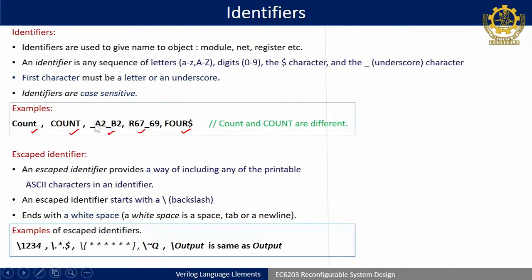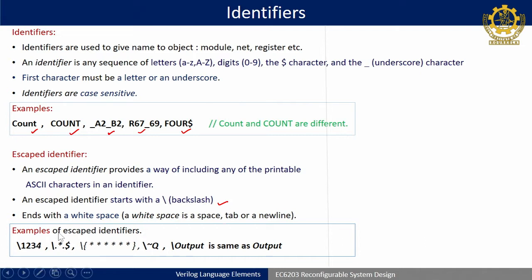Followed by this, there is another terminology called escaped identifier. The question may arise: there are other ASCII characters, and I want to start with a number. At that time these general identifier rules can be bypassed by using escaped identifiers. An escaped identifier provides a way of including any of the printable ASCII characters. Also you can include numbers. Generally it starts with a backslash symbol.